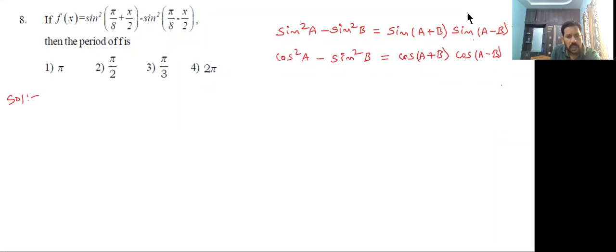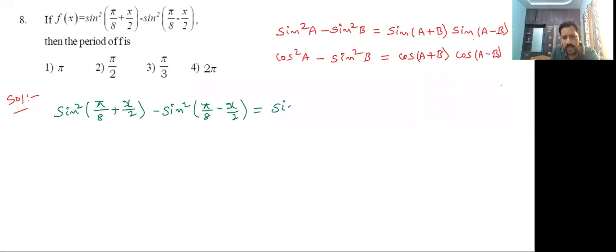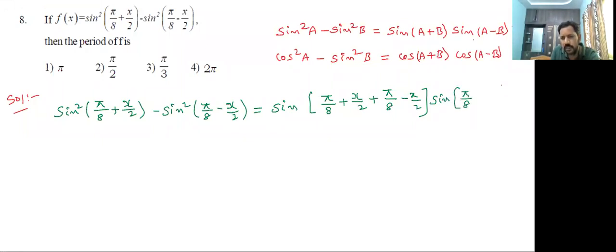Now apply that formula. What is given? Sine square pi by 8 plus x by 2 minus sine square pi by 8 minus x by 2. So by using the formula, how to write? Sine of a plus b, where a means pi by 8 plus x by 2 and b means pi by 8 minus x by 2. This is sine of a plus b into sine of a minus b. That means pi by 8 plus x by 2 minus pi by 8 plus x by 2.